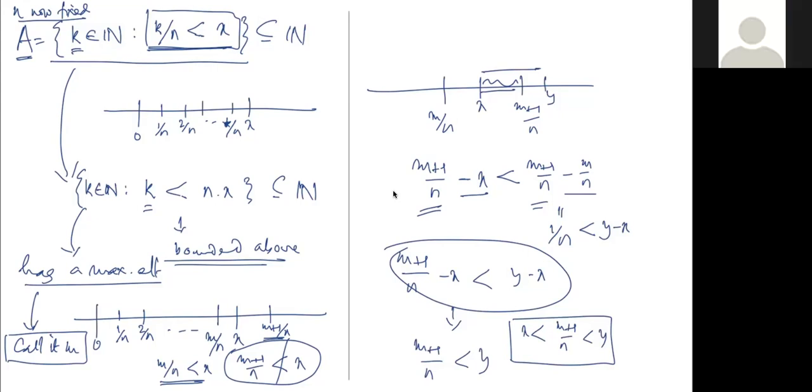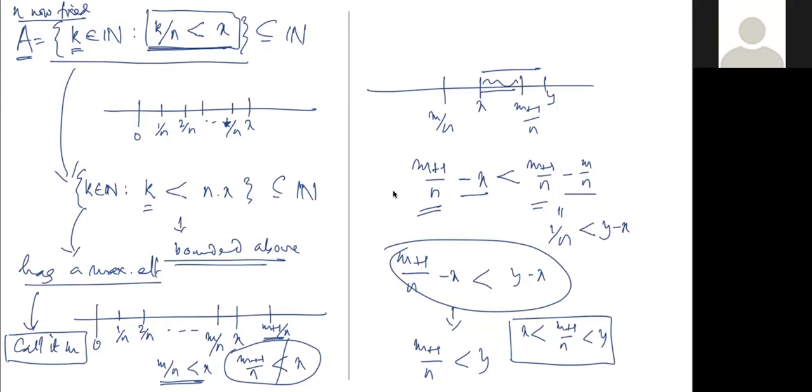Sir, this need not be true. Which need not be true? Because we have said that m plus 1 by n is not less than x, so it is possible that x is equal to m plus 1 by n. Okay, yes, you're right. So how can we circumvent that?